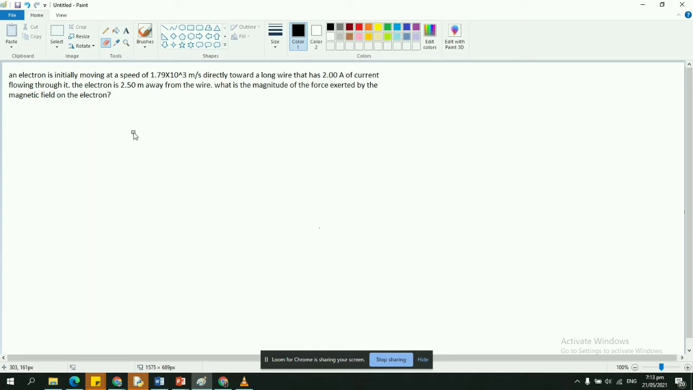First thing first, it says that an electron, we have to make sure we keep that in mind, because an electron has a negative charge and will behave oppositely to something that is positively charged. So let me just go ahead and draw a picture of what we have.